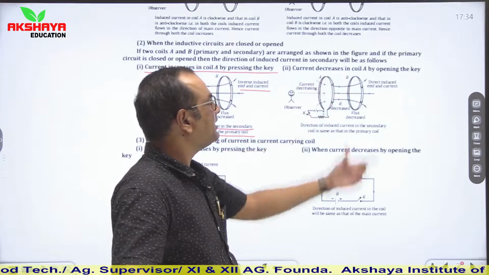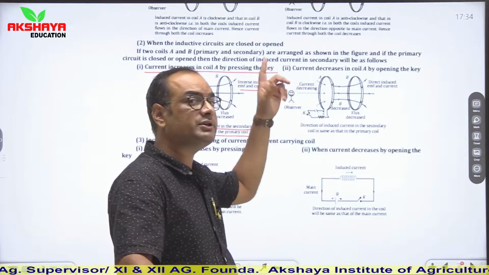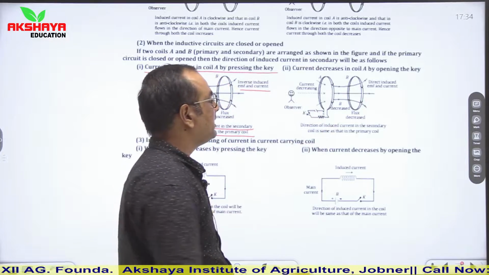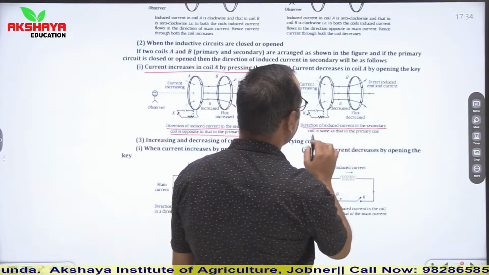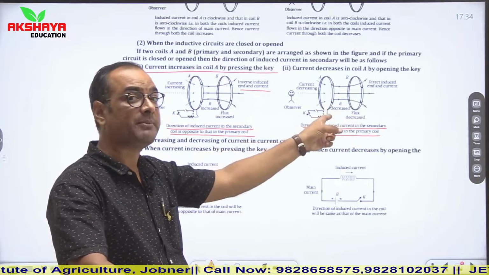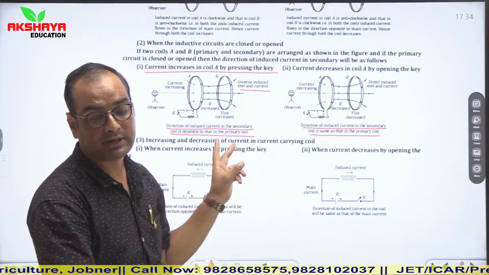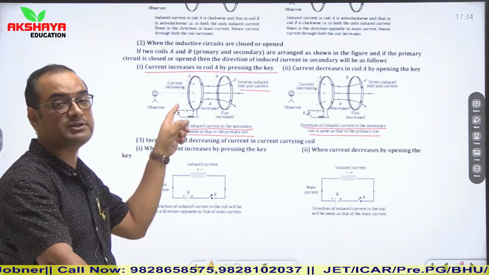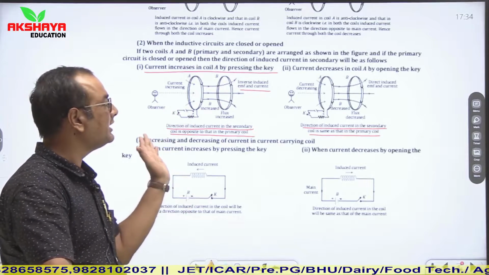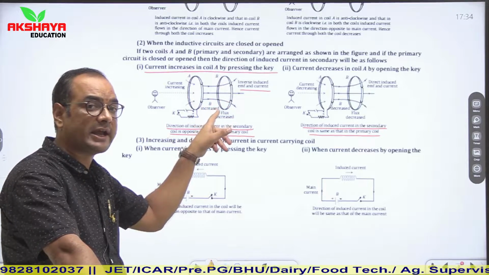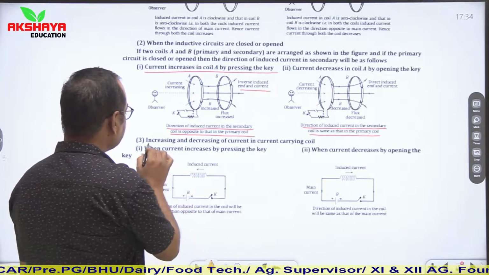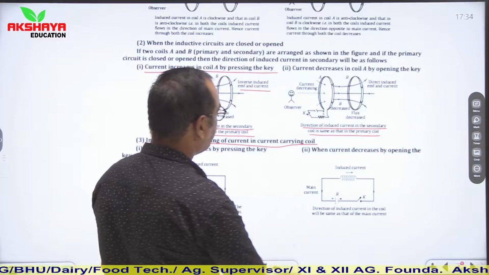And in the second one, current decreases in coil A by opening the key. Initially current was flowing and now the key is opened, which means current decreases. If current decreases, the induced current in the secondary coil is the same as that in the primary coil. So the direction of induced current and current flowing in the primary coil will both be similar. So both conditions are given here. In the first condition, current is increasing: initially the switch was off, and when the switch was turned on, the current increases, hence the induced current in the secondary coil will be in the opposite direction of the current flowing in the primary coil.